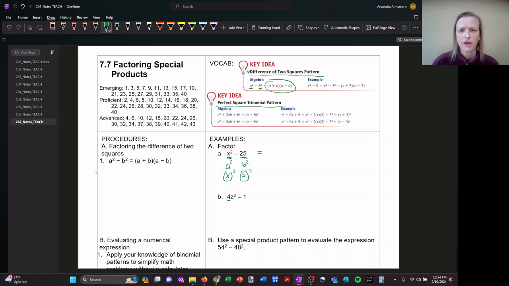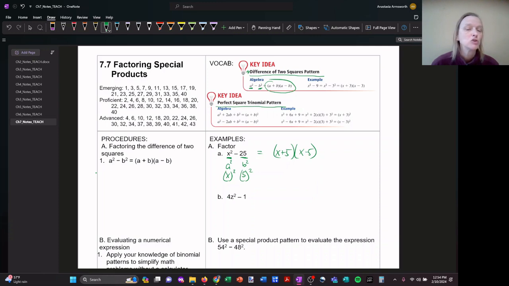Now I can write this pattern as a plus b times a minus b. That's x plus 5, the quantity, times x minus 5, the quantity. And that's how you factor the difference of two squares, so long as you've recognized the pattern. Let's look at a more complicated example.